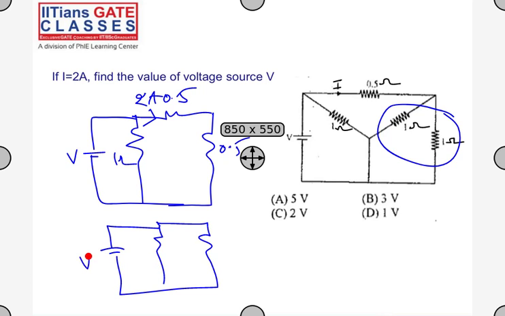This is V, 1 ohm, 1 ohm, and the current here is 2 amperes. So these three are in parallel. If I find the voltage across one of these, the voltage value will be the same. So this is 2 amps and 1 ohm, so the voltage across this resistor is 2 into 1, 2 volts. Right?